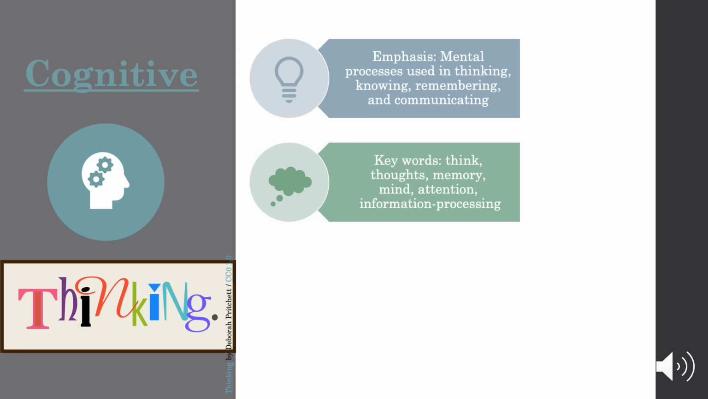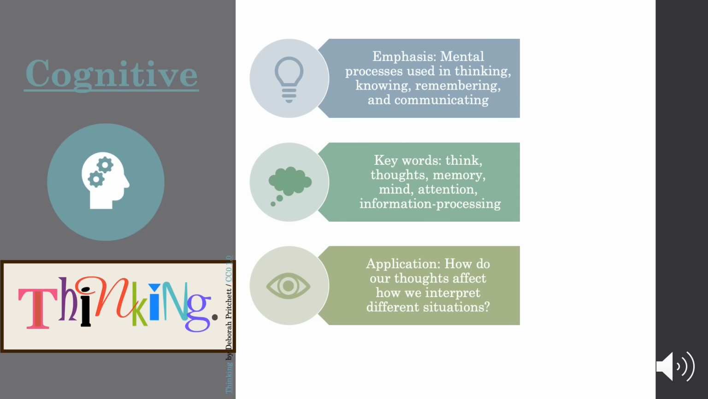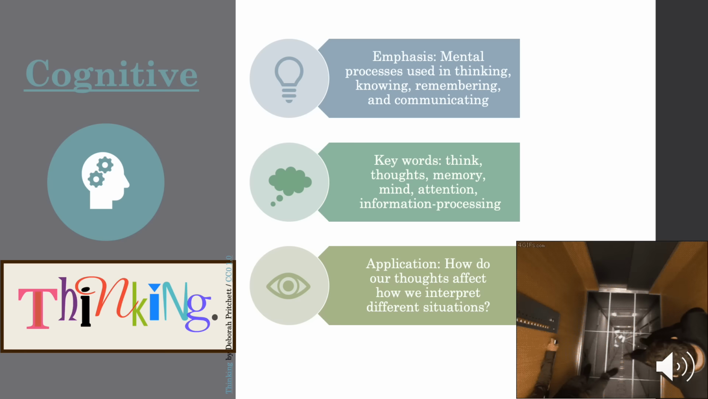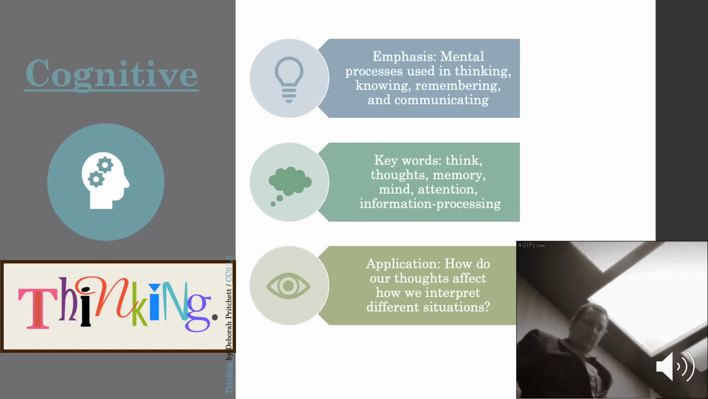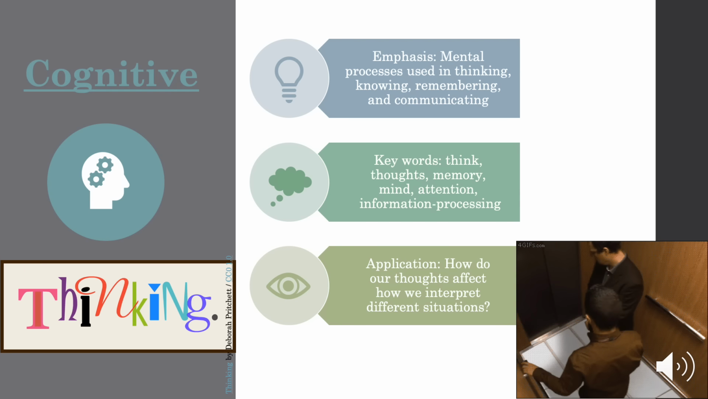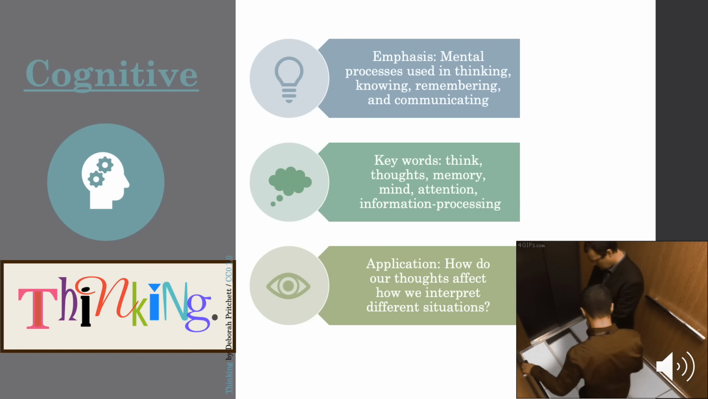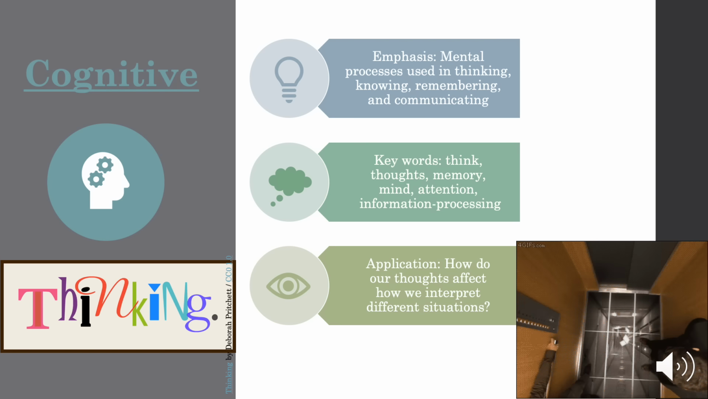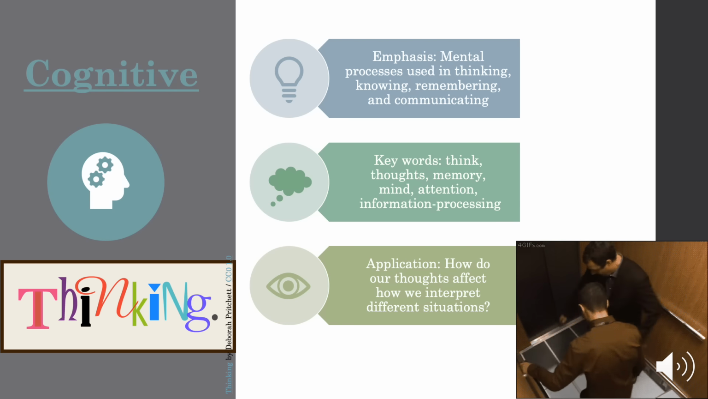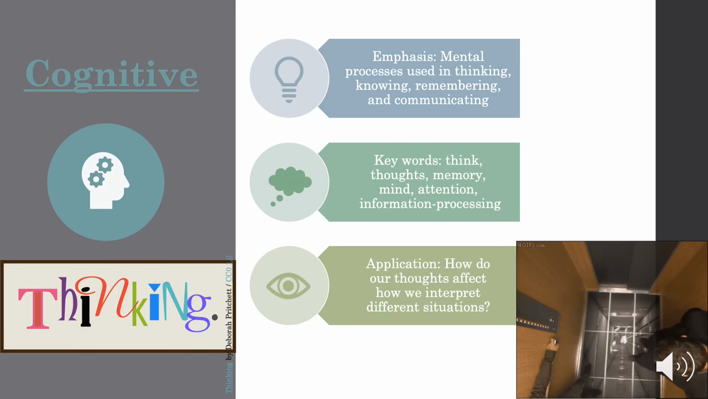The cognitive perspective uses keywords with versions of the words like think, thoughts, memory, the mind, attention, and information processing. The cognitive perspective often wants to know how our thoughts affect how we interpret different situations. So in this GIF prank, the floor of the elevator is a video screen and the floor appears to drop while two men stand on it. Their interpretation of the falling floor causes them to jump back and grab the handrails. It's their thoughts that are driving their actions.